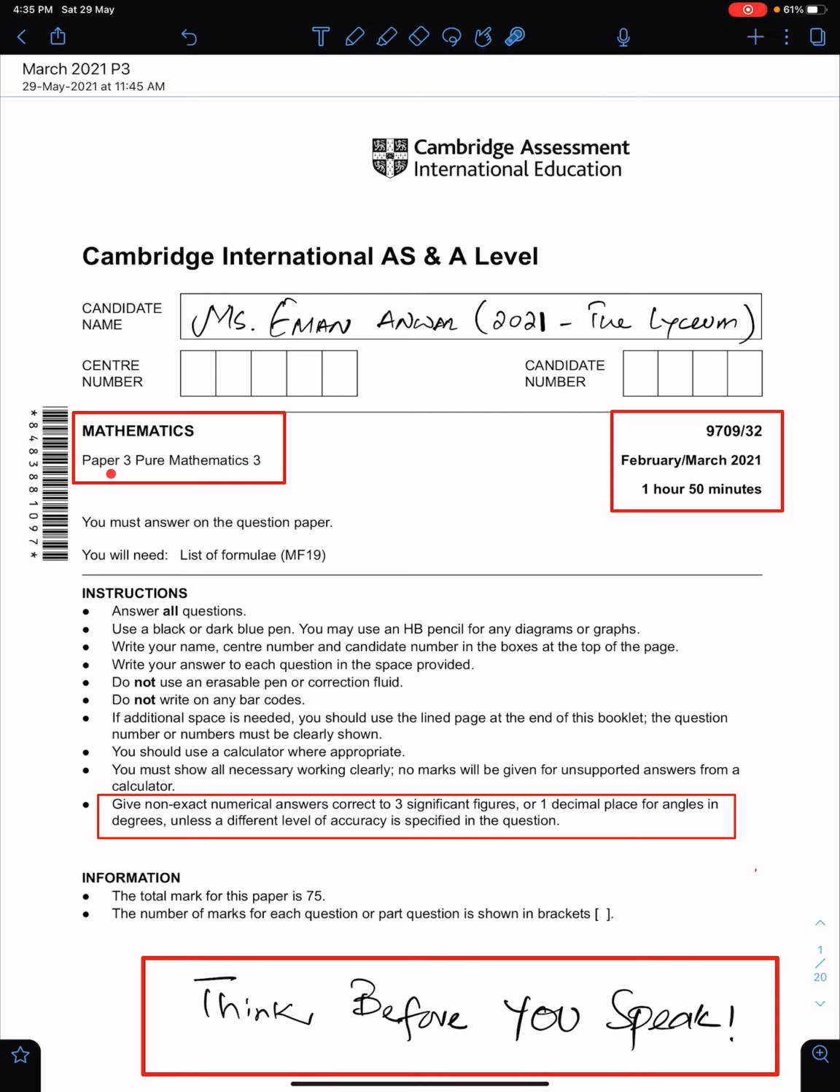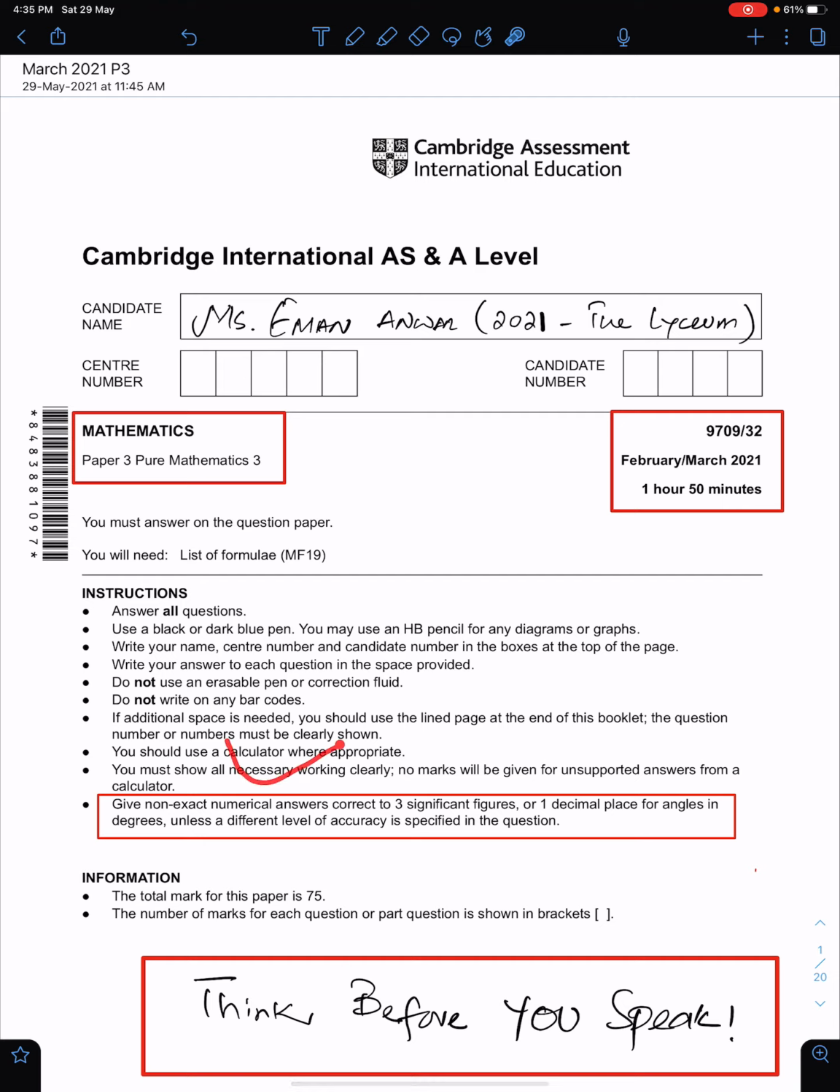In this lecture I will discuss the solutions of P3 variant 3.2 of March 2021. And for this, I'm using the work of an outstanding, the most dedicated, and my best student, Miss Iman Anwar of class 2021, the Lyceum.